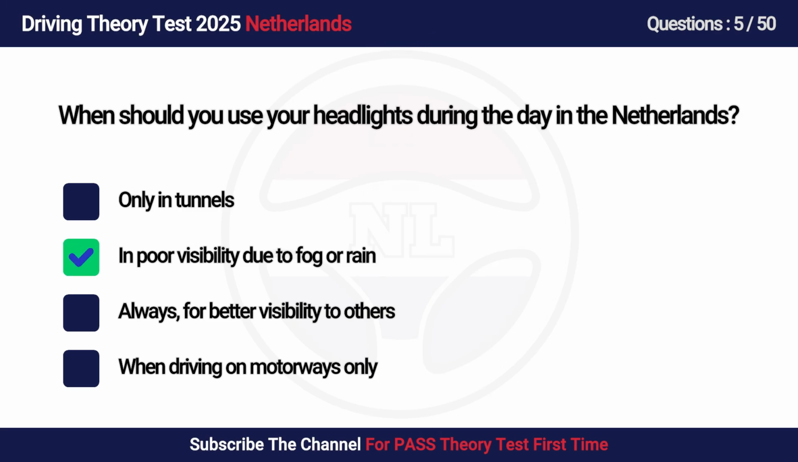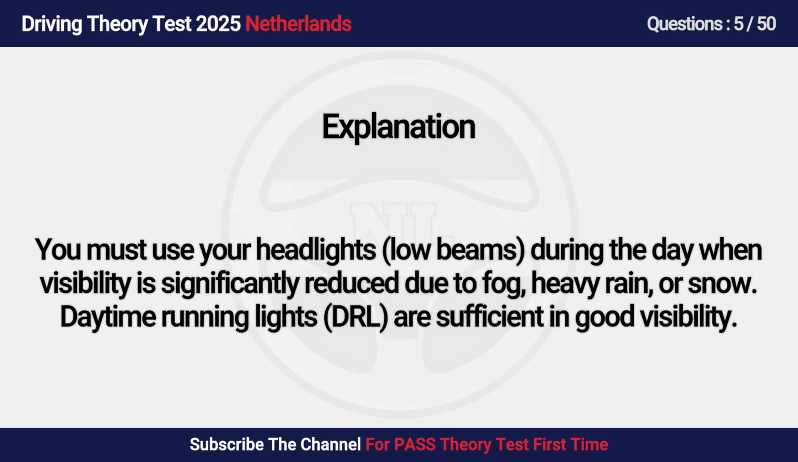Answer is B. In poor visibility due to fog or rain. You must use your headlights' low beams during the day when visibility is significantly reduced due to fog, heavy rain, or snow. Daytime running lights are sufficient in good visibility.